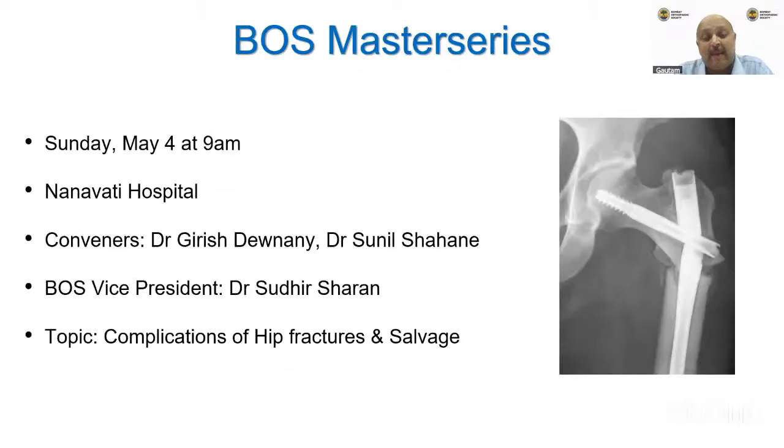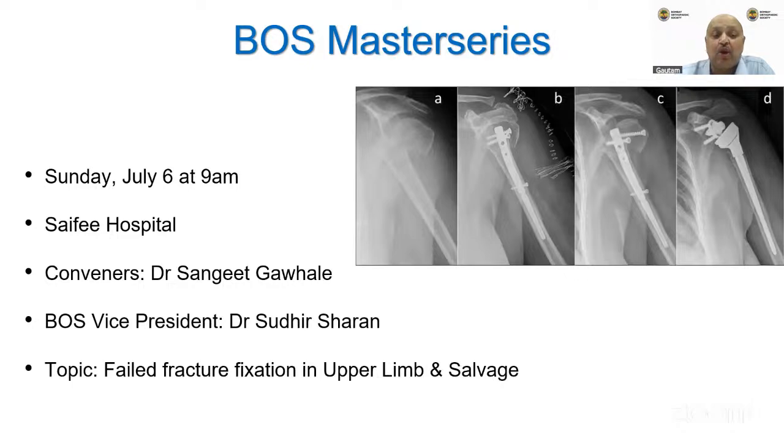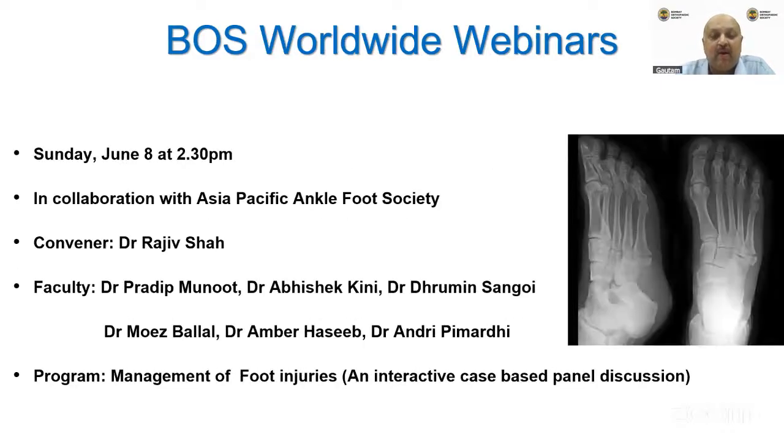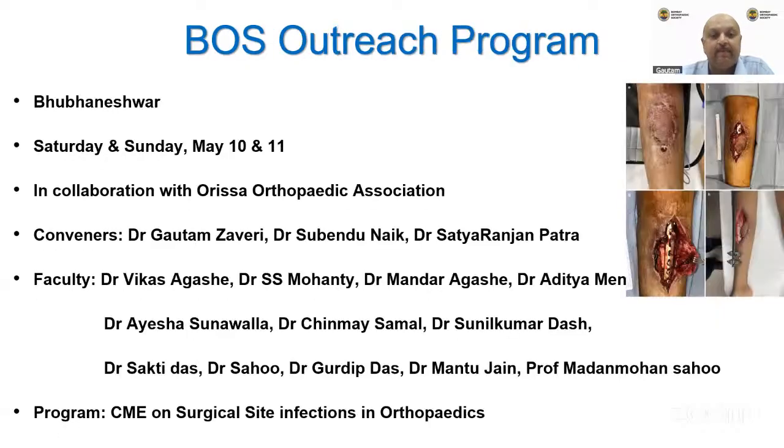We also have a monthly master series. This month, we had a master series where we talked about complications of hip fracture and salvage of these complications. Next month, we are talking about failed fracture fixation in the upper limb and their salvage. And subsequently, we will be having another one on failed fixations within the lower limb. After this webinar, the next one in June is going to be with the Asia Pacific Ankle Foot Society, where we will be discussing some common foot injuries and how to manage them.